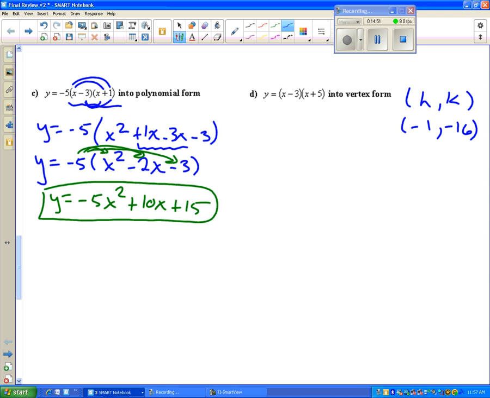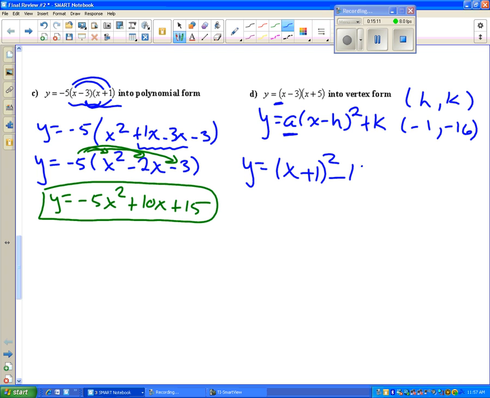Now, if I remember vertex form, y is equal to a times x minus h quantity squared plus k. My a here is the same as the a up there, so it's 1. So x minus a negative 1 is x plus 1 squared, plus k means minus 16. That's my vertex form.